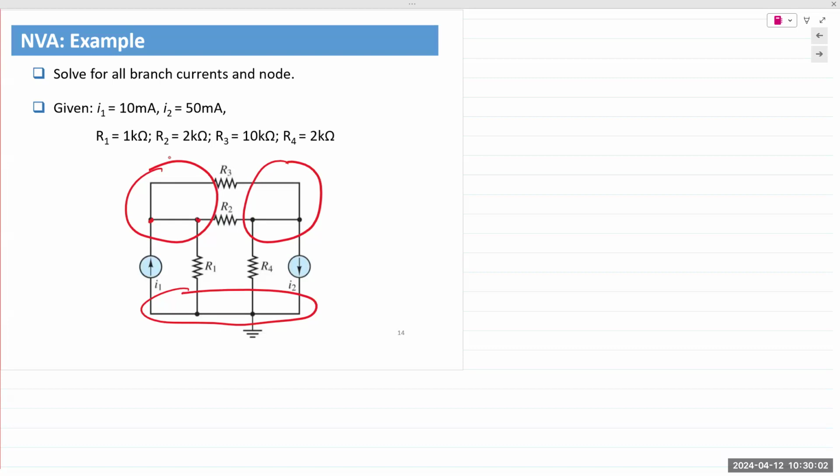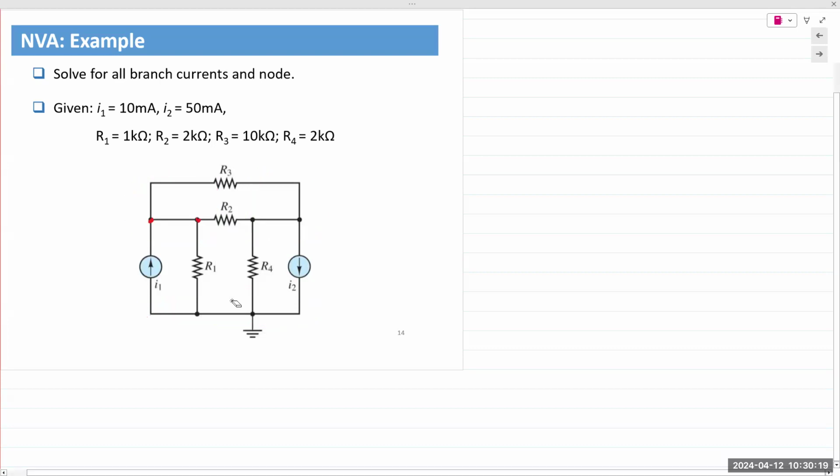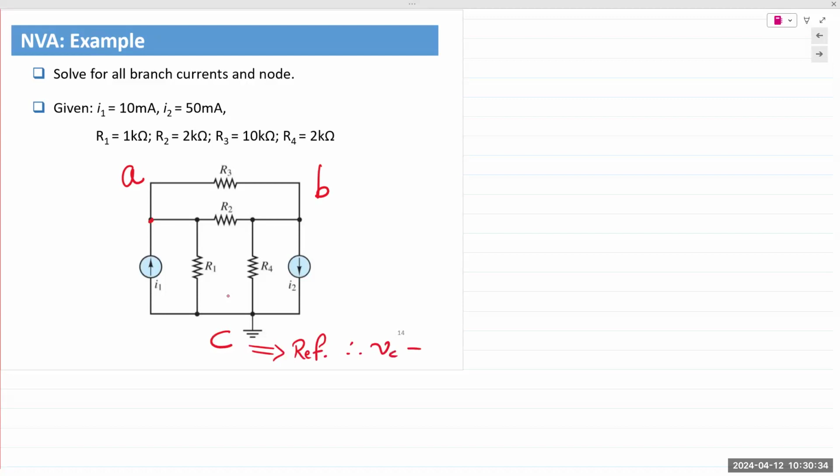So the first step was to identify all the nodes in the circuit and assign node voltages, right? And this example I really like because the answers in the end will turn out to be negative, depending on the reference node that I choose. So I'm going to choose C as my reference node. Oh, sorry, I haven't labeled it yet. I'll call this A, call this B, and I call this C. I will choose C as my reference. Therefore, VC is equal to 0 volts.